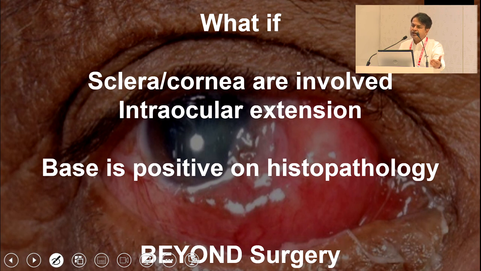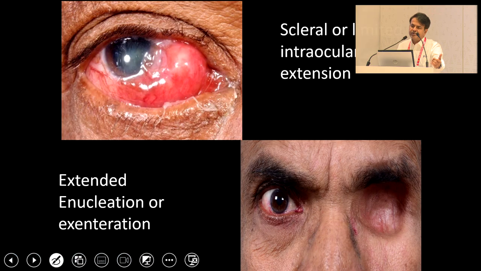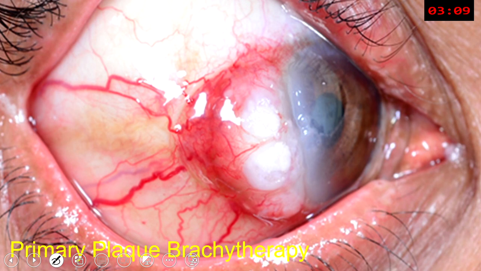So what if sclera and cornea are involved, or there is intraocular extension in OSSN or melanoma, or what if on excision you find the base is positive? These are clearly beyond surgery. Earlier we were resorting to extended enucleation or exenteration in these patients, but no longer so.